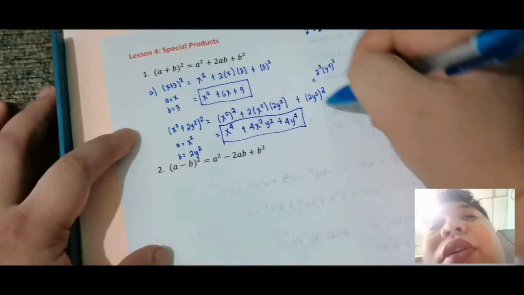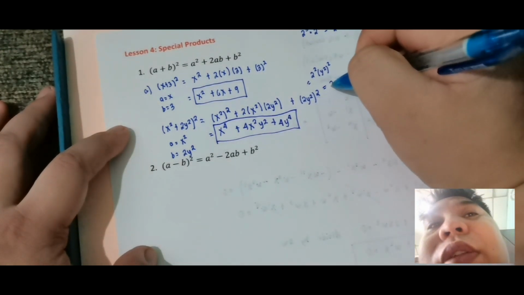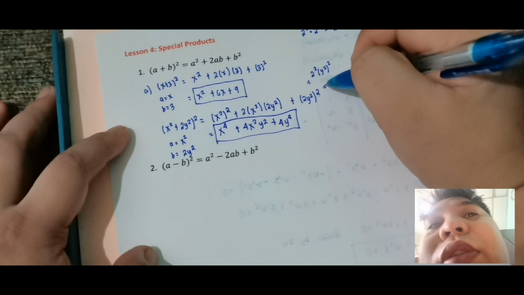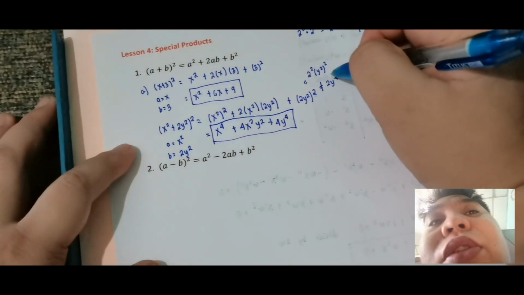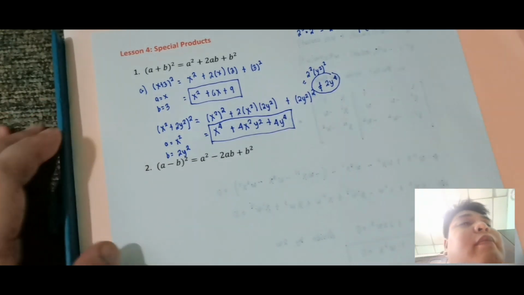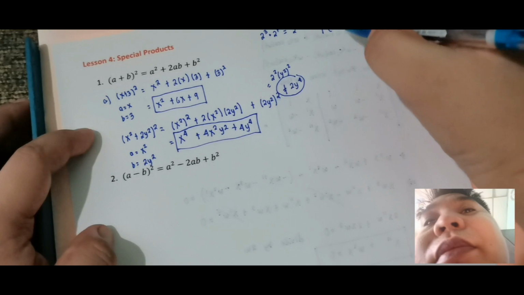Tandaan na, ito yung mga common na mali ng bata. Ang nagiging sagot niya dito is 2y raised to 4, which is not equal, ha? Tandaan yan, ha? Dito kasi kayo usually magkakamali. Tandaan yan, guys. Okay? So let's have another example.